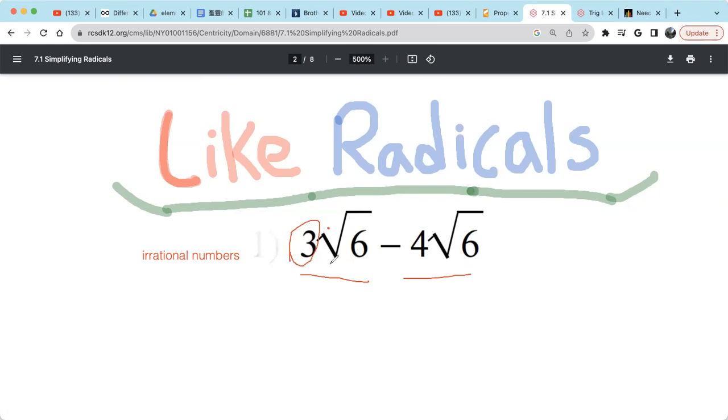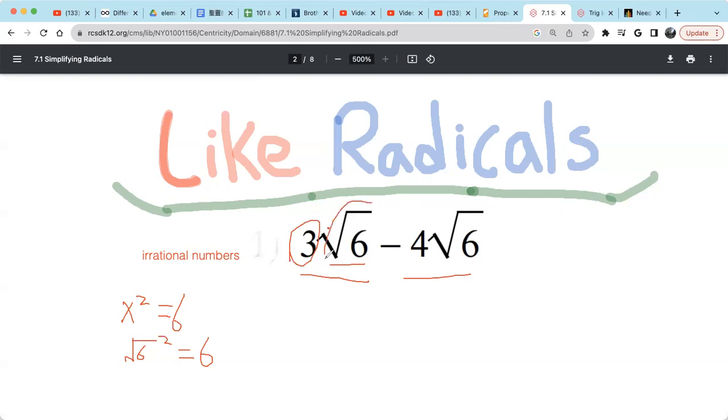But what is the square root of 6? Square root of 6 means a number that, squared, equals 6, right? If we square the square root of 6, indeed, we get 6. So square and square root are opposite operations, like plus and minus, multiplication and division.